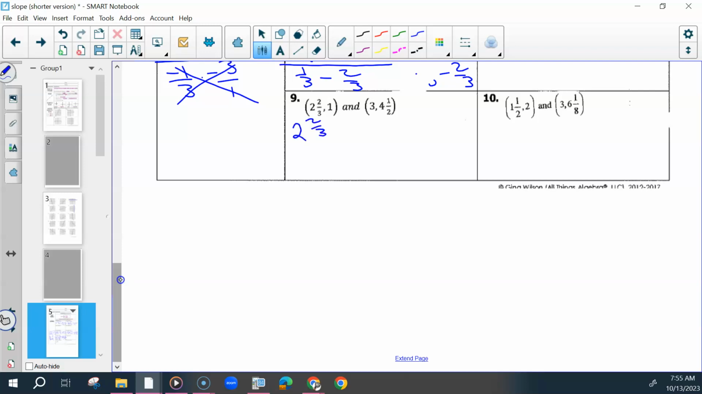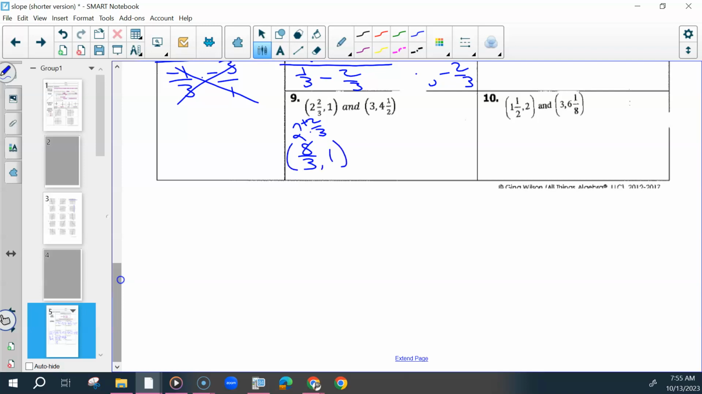So to change this to an improper fraction, we are going to multiply the 2 and the 3. I forget what these numbers are called, the base in the denominator. Multiply those, and add whatever that is plus the 2. So 6 plus 2 is 8. Put that over 3. And then we can just put the 1.